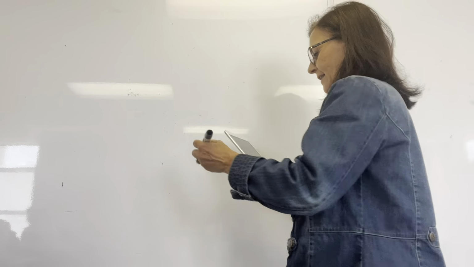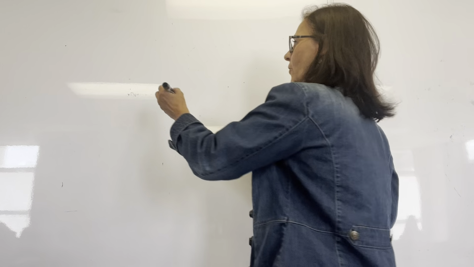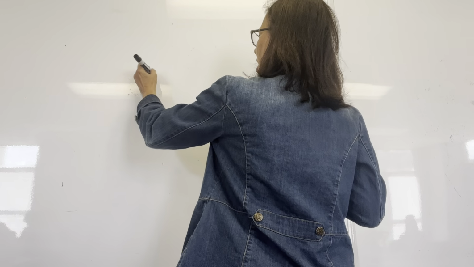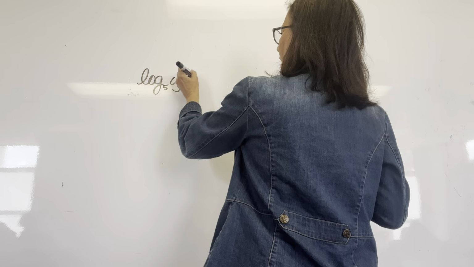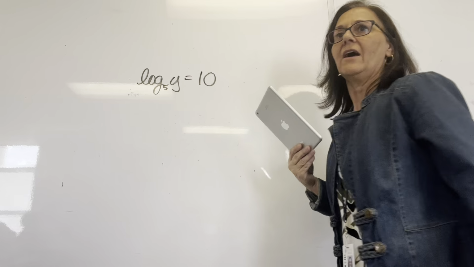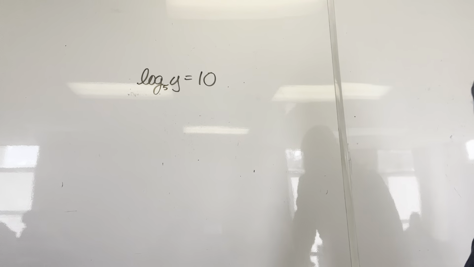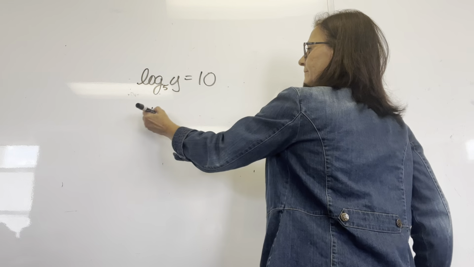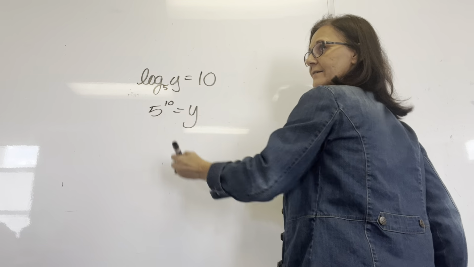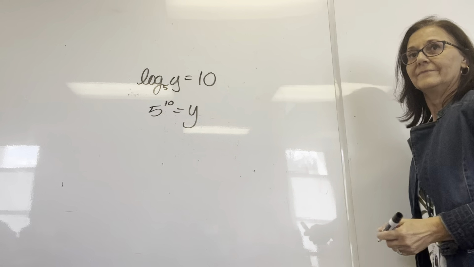Okay, let's rewrite these in exponential form. I'm just going to make up something else. The log base 5 of y equals 10. Okay, somebody tell me what this is in exponential form. David, 5 to the 10th equals y. Got it? Everybody got it?